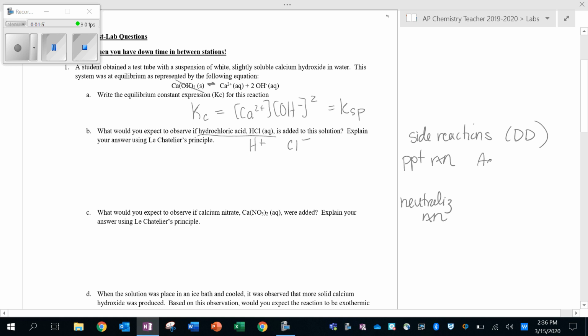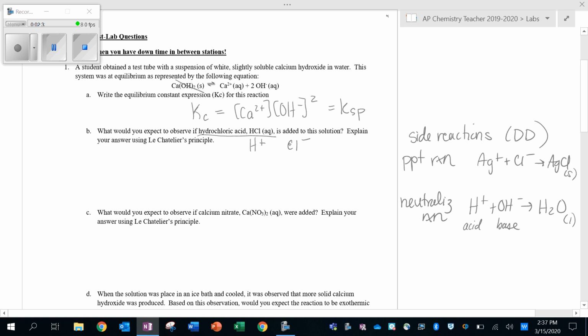Precipitation reaction is when two ions, aqueous ions, come together to form a solid. Here's an example: silver ions and chloride ions combine to form silver chloride. You are able to predict whether they will form a solid or not just based upon your solubility rules. And then the other one is a neutralization reaction, which is when hydrogen and hydroxide ions combine to form liquid water. And the hydrogen ions come from an acid, the hydroxide ions come from a base. So those are two reactions to keep an eye out for.